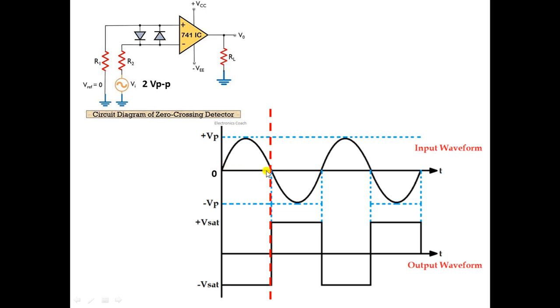Okay, 0 to 180 degrees, or only consider the positive half cycle of the input signal. What should happen? I have told you, if the input voltage is greater than the reference voltage.